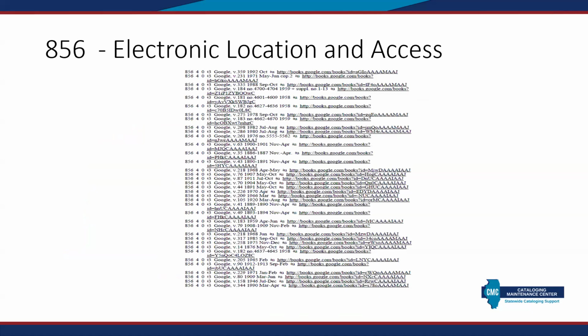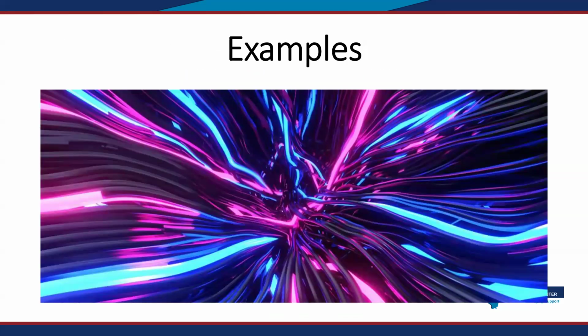All right. And here, I'm not going to go through this whole thing, but I just wanted to show you, this is just one page of 856s from the online version of the journal Nature, and there are 6 in total. So these can be quite extensive. All right, so we've been through all that. Now let's look at some examples, and we'll pay particular attention to the fields and subfields discussed.